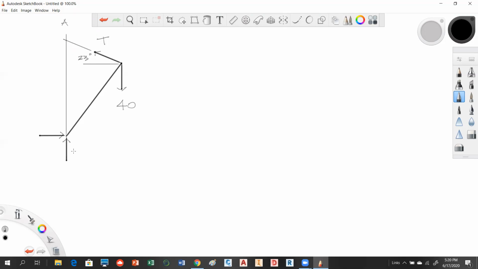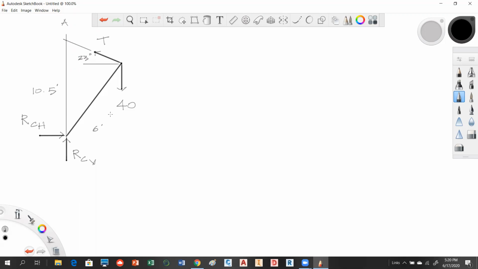We're going to call this RCV, RCH. So we also know that the distance from C to A is 10.5 feet measured horizontal or vertically, and then we know from C to the line of action of the 40 kip, it's 6 feet.